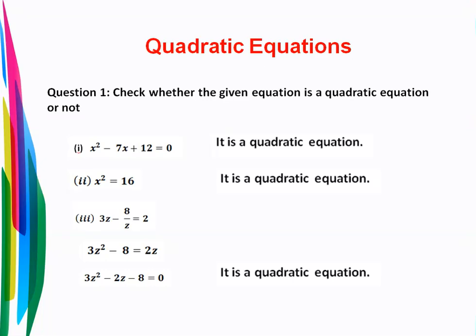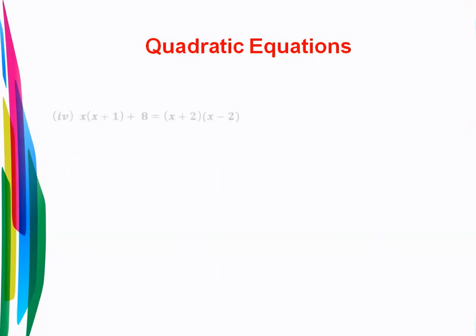Let's take another example. x into x plus 1 plus 8 is equal to x plus 2 into x minus 2. Let's first simplify this. Let's just open the bracket. I get x square plus x plus 8 equal to x square minus 4, since the right-hand side is of the form a minus b, a plus b, which is a square minus b square. x square gets cancelled, so I am left with x plus 8 equal to minus 4. On solving I get x plus 12 equal to 0.